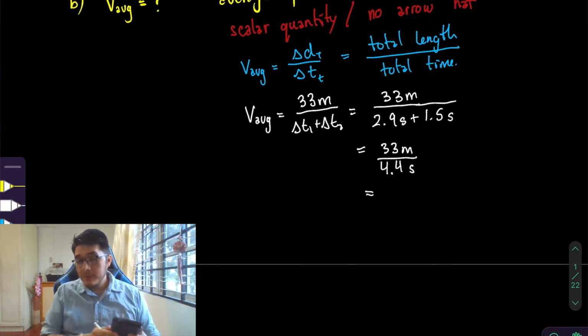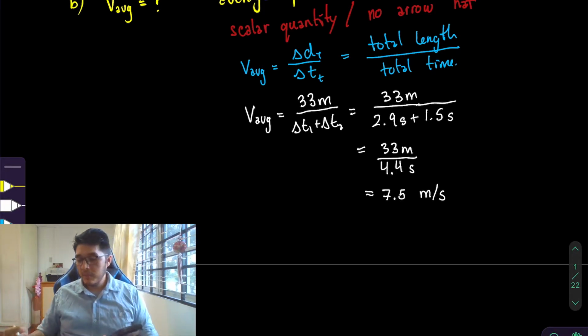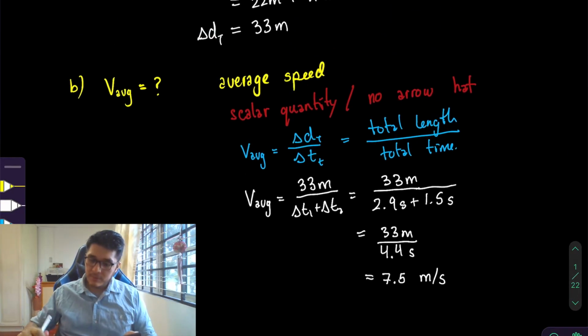So one way to interpret this is that this cardinal is able to cover 33 meters for every 4.4 seconds. But if you wanted to describe it differently, you can actually reduce the ratio. So this would be 7.5 meters per second. This is much easier to interpret, because this means the cardinal travels 7.5 meters in each second of time. So that's going to be our average speed.